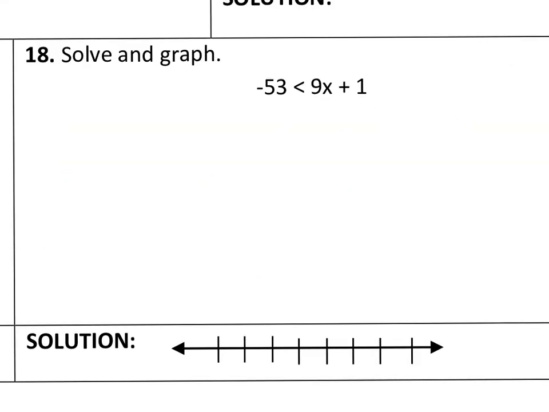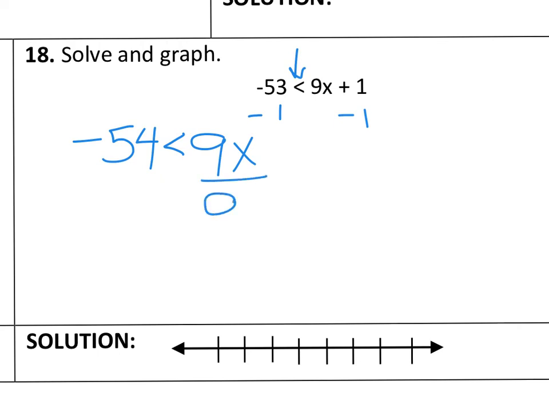Alright, so number 18 has an inequality sign in it instead of an equal sign here. So really the main rule that we need to remember when solving for x is that anytime that we divide by a negative, we need to change the direction that the alligator mouth is facing. So let's solve for x first by subtracting 1 from both sides. That's going to give us -54 is less than 9x. And to get x by itself, divide by 9.